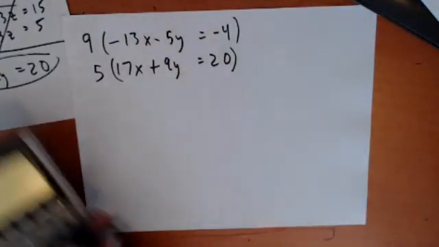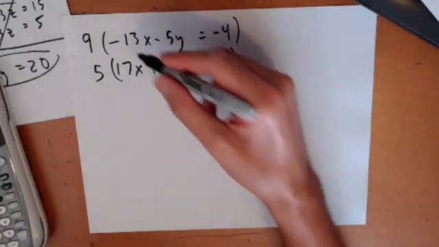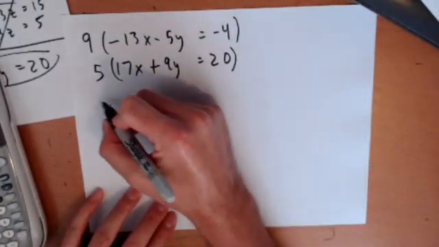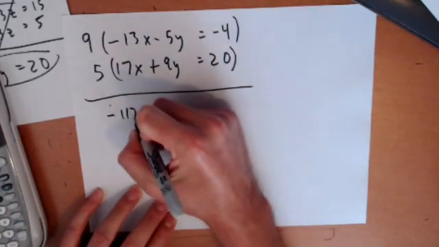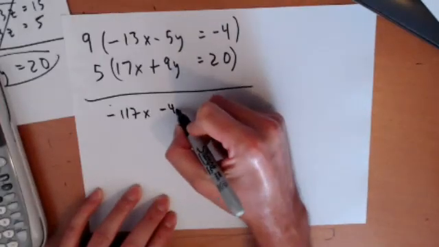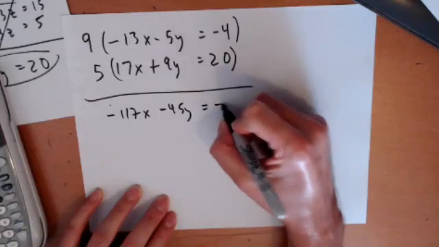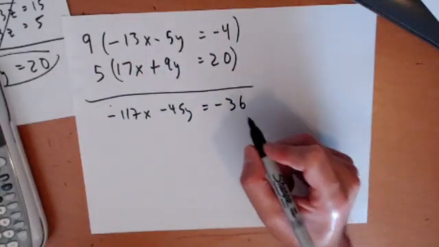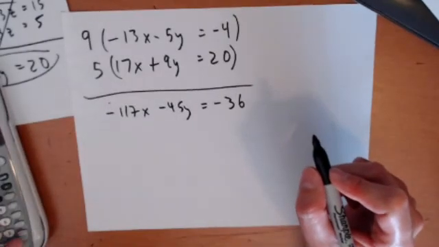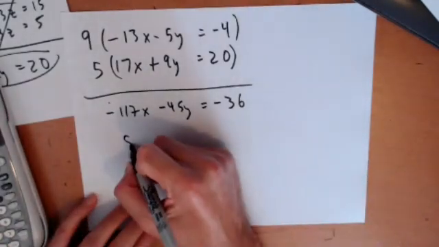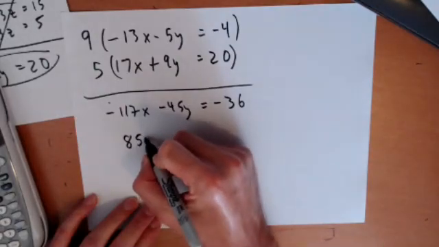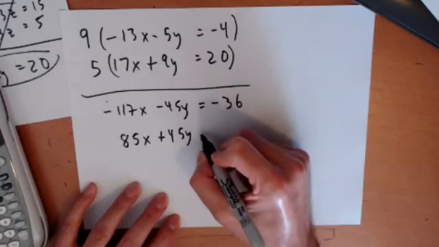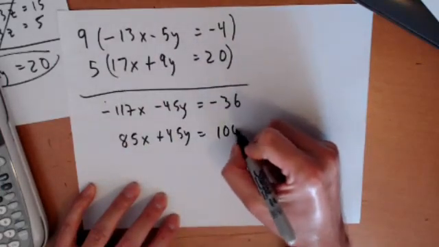Okay, so getting my calculator out, 9 times 13, negative 117x minus 45y equals negative 36. Multiply by 5. 5 times 17, I should be able to do that in my head. 85, but I couldn't. 85x plus 45y equals 5 times 20 is 100.